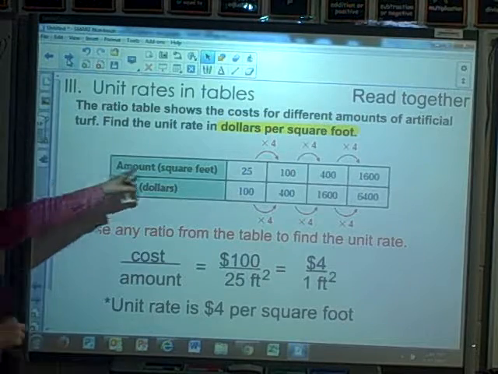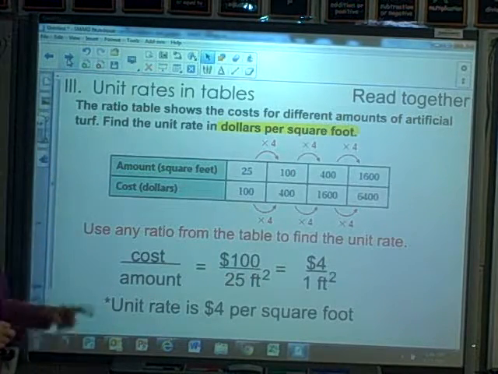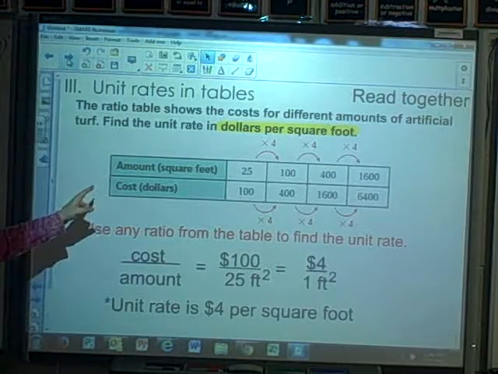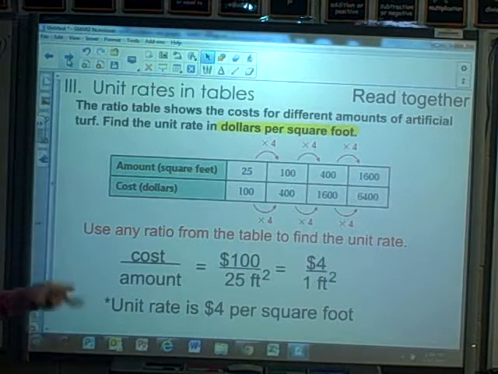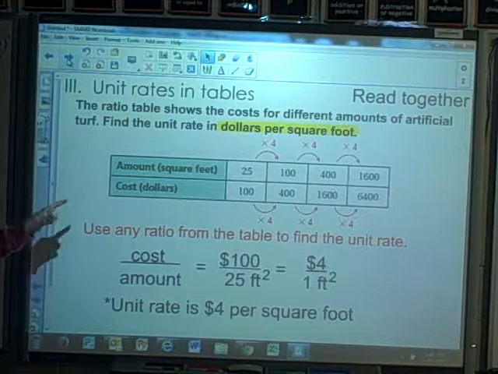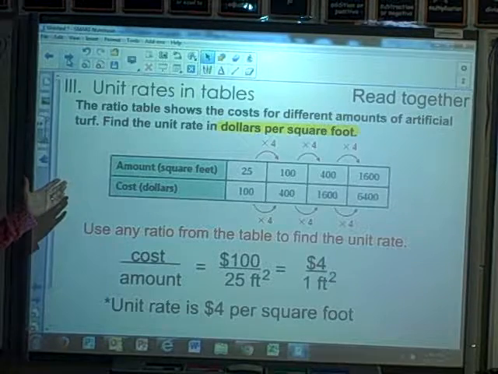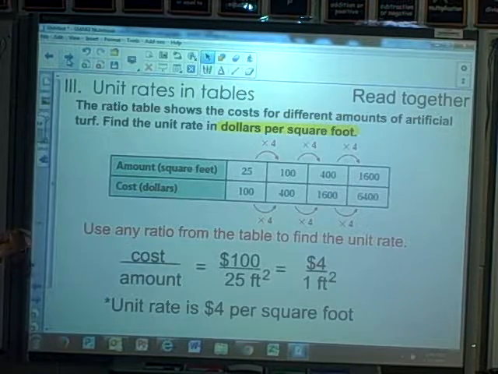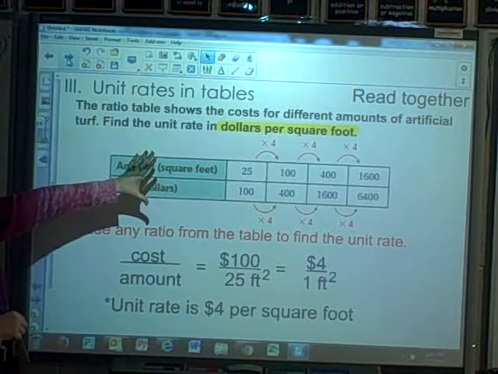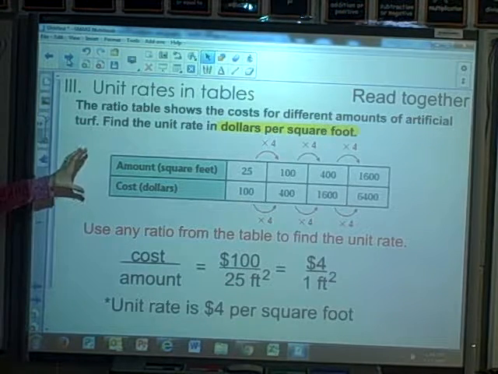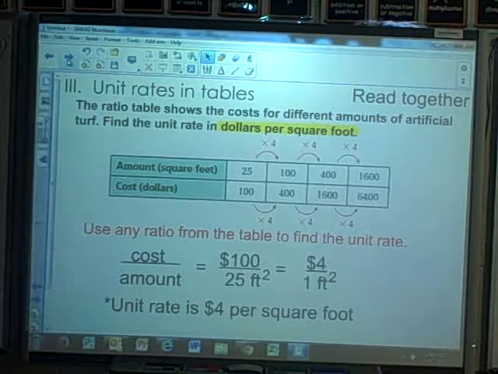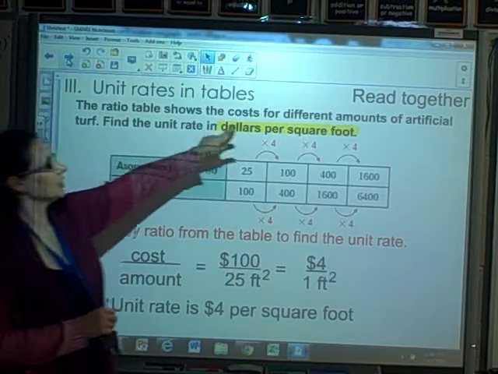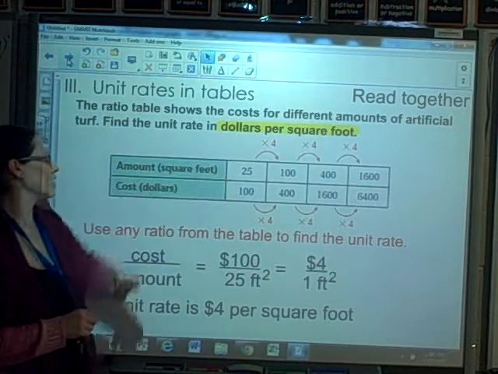If you look at the amount, it's going up by 4 each time, as well as if you look at your cost, 100 times 4 is 400, 400 times 4 is 1600. That's going to give you a clue as to what the cost is going to be per square foot. As long as you're looking at your table, you can use any ratio from the table to find the unit rate. We want dollars per square foot, so dollars has to go on top.